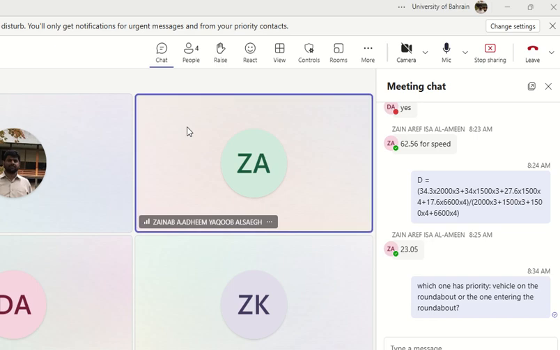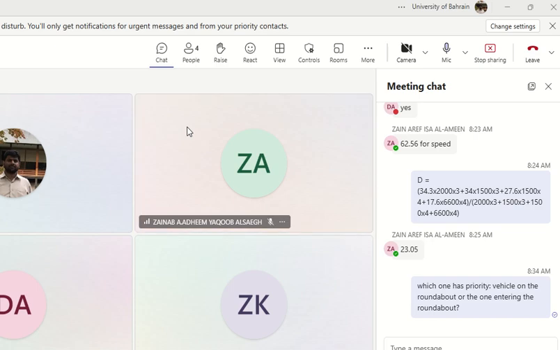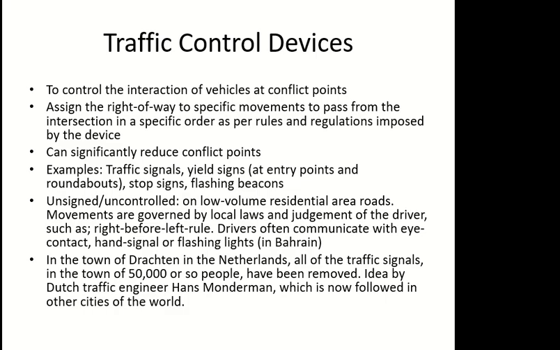Yes, the one on the roundabout has a priority. So the priority is the order. The one which has the priority is higher in the order, and the one which is lower in the priority is lower in the order. So every control device has an order, a priority attached to it.